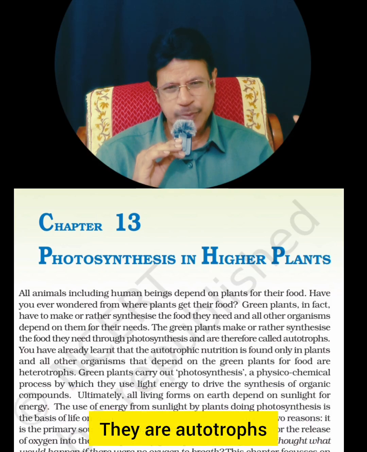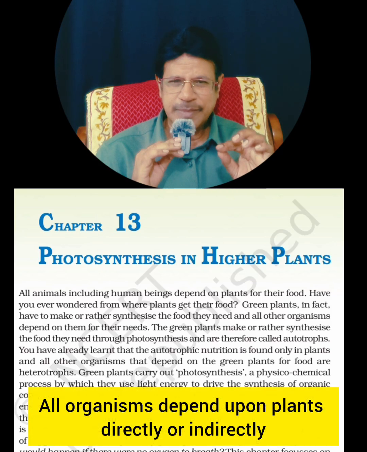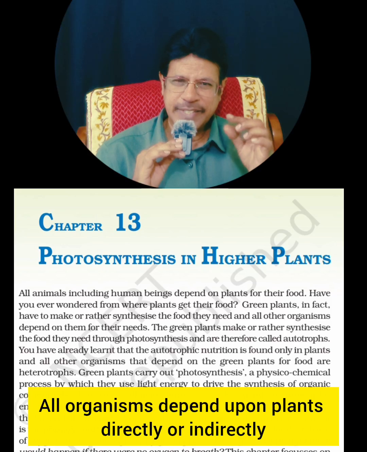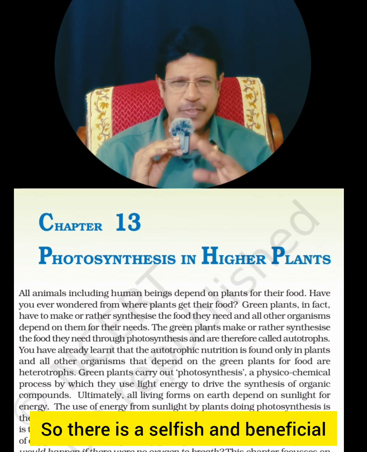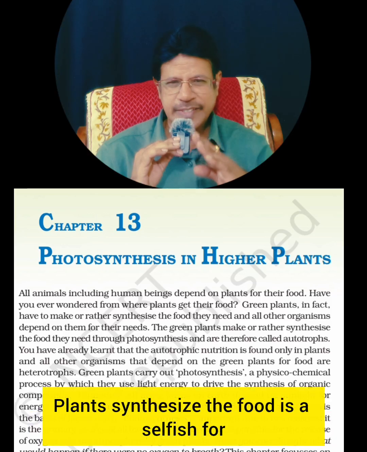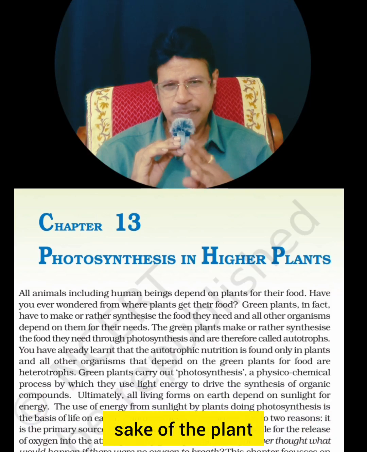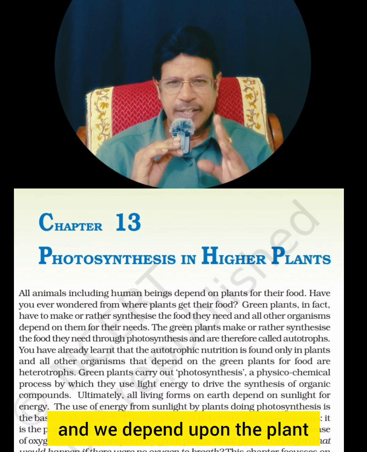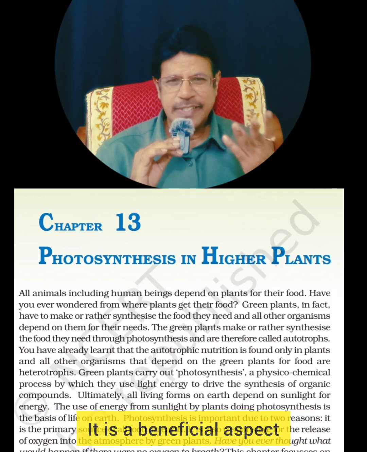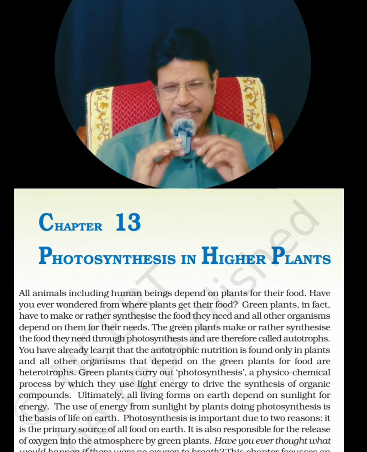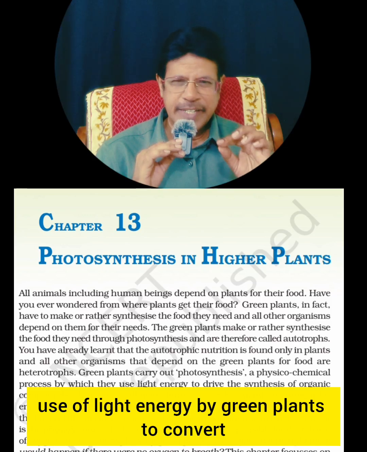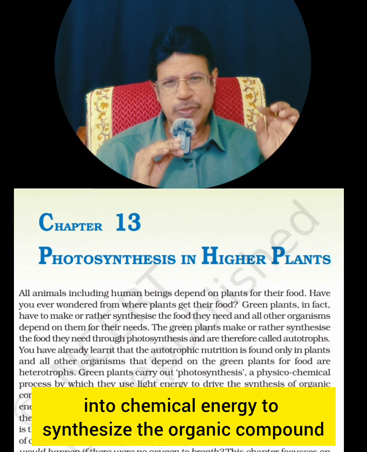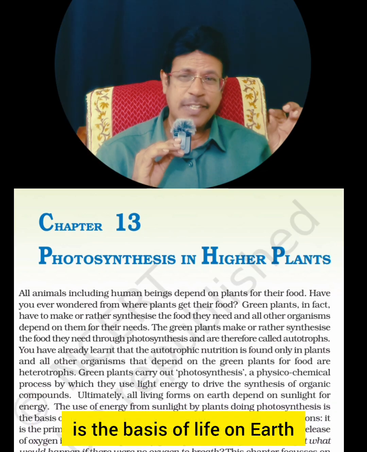They are autotrophs. All organisms depend upon plants directly or indirectly, which are heterotrophs. So there is a selfish and a beneficial aspect. Plants synthesize the food for the sake of the plant, which is selfish, and we depend upon the plant, which is the beneficial aspect. Next, use of light energy by green plants to convert into chemical energy to synthesize the organic compound is the basis of life on earth.